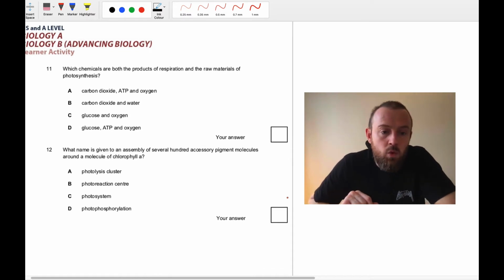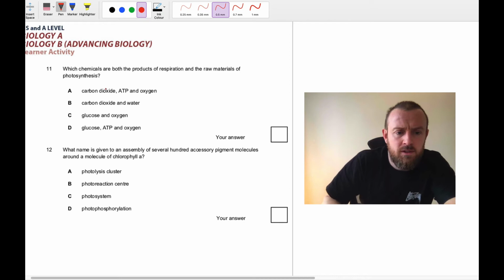11. Which chemicals are both the products of respiration and the raw materials of photosynthesis? CO2, for sure, and... products of respiration, no, yes, no, no, yeah, B.